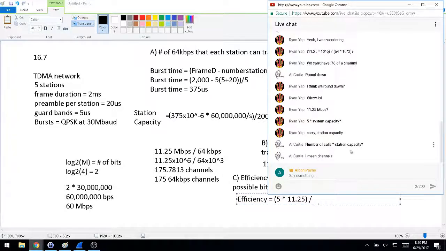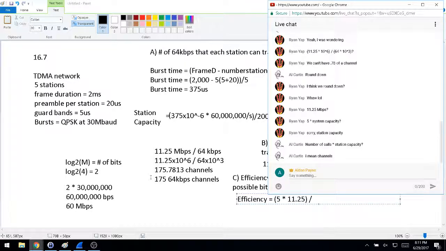So Al says number of channels times station capacity. What do you mean by channels there? Oh, I see what you're saying. Disregard the channels for now.